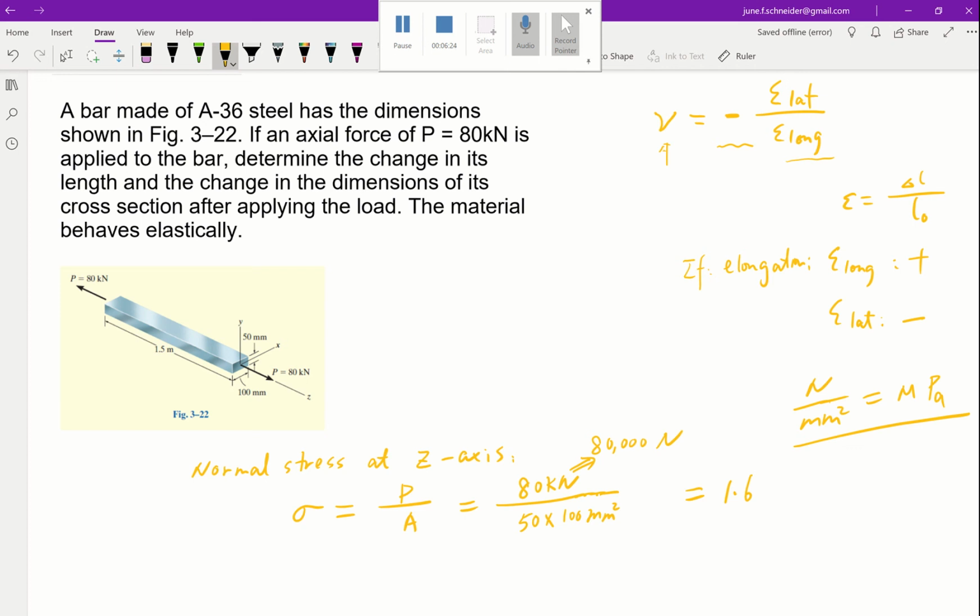So we'll have 1.6 megapascal. Let's just double check. 80,000 divided by 5,000. We got 16 instead of 1.6. Okay, so that's 16 megapascal.